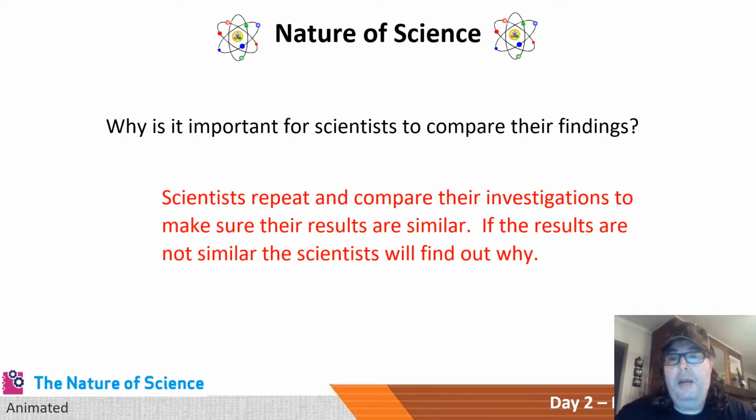Scientists repeat and compare their investigations to make sure their results, what they find, are similar. If the results are not similar, scientists will find out why. Oh, that's why it didn't work, because it was wet that day, or what I did it on wasn't smooth. It was rough. We did investigations like that. So you figure out what we call the variable, how it varies, how it changed. Was it inside? Was it outside? Was it in the morning? Was it at night? What changed? It's called the variable.